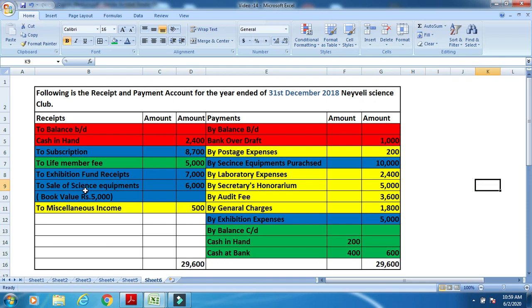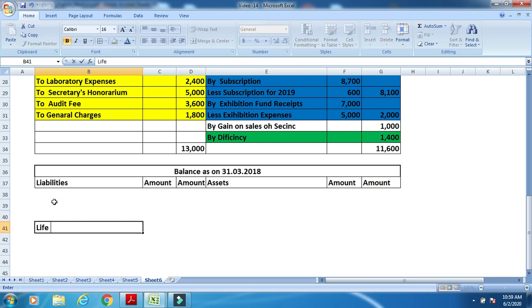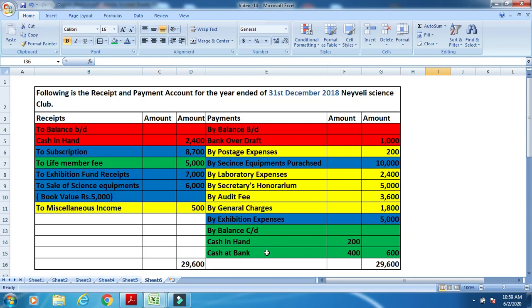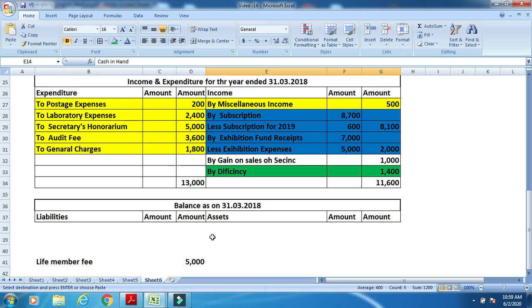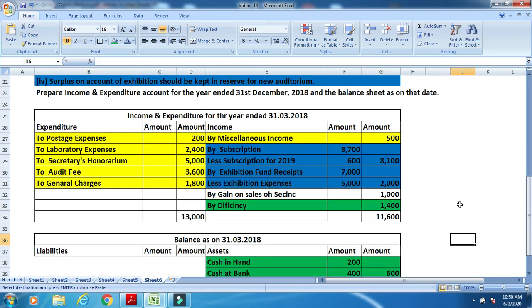Here, life member fees 5,000. They are given life member fees. Life member fees 5,000 should be mentioned on the liability side. Then the receipt and payment account highlighted in green: closing balance of cash in hand and cash at bank. Okay. The receipt and payment account is over.